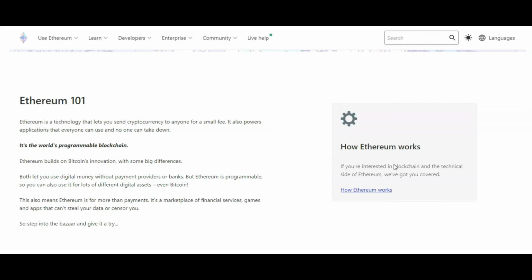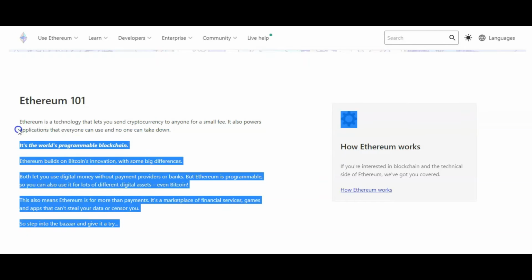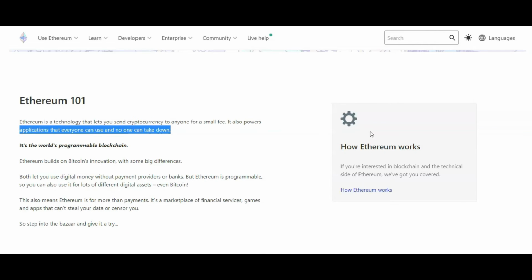But it also powers applications that allow anyone to use and no one can take down. All right? That is very important for you to understand. It powers applications that everyone can use and no one can take down. This is true decentralized finance, where you can build financial products for lending, borrowing, saving, all sorts of financial products, whatever you program them to do, and then anybody can use them. And when you have them on the Ethereum network, nobody can take them down because it's decentralized. Unlike a central bank that can close the doors, limit your access to an application, or limit your access to a financial product, that cannot happen on the Ethereum network.